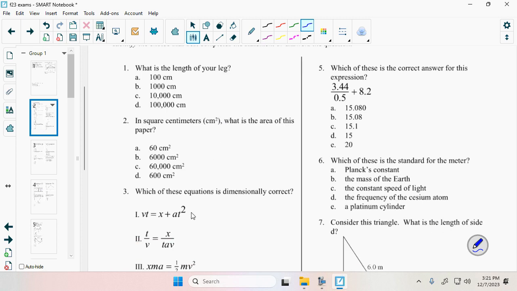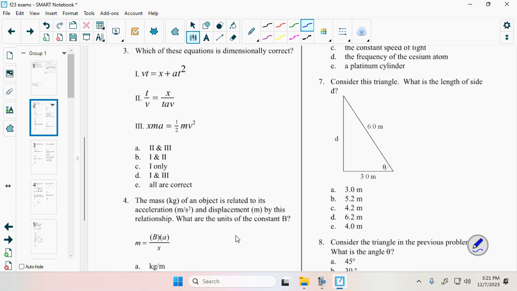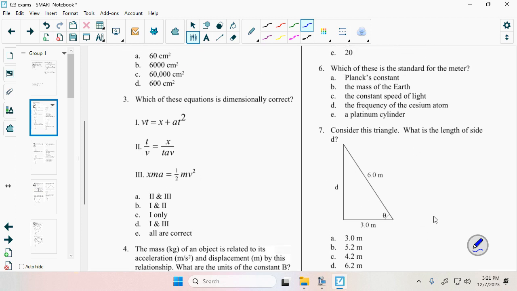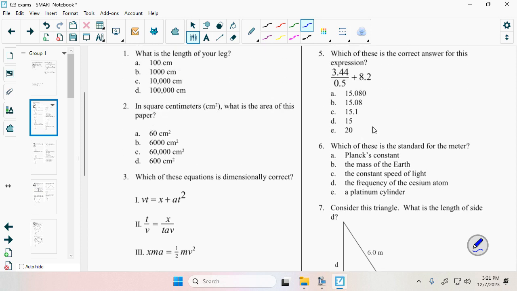You'll have an estimation problem. You'll have a significant figures problem. You're not going to have a triangle problem, okay, because that's going to come up in some of the later chapters. So I don't usually do triangle problems, but you'll certainly see sig figs and standards. While I asked the standard for the meter here, I could ask the standard for the second or the kilogram. For the meter it is the speed of light. For the kilogram, it's Planck's constant. For the second, it's the frequency of the cesium atom.